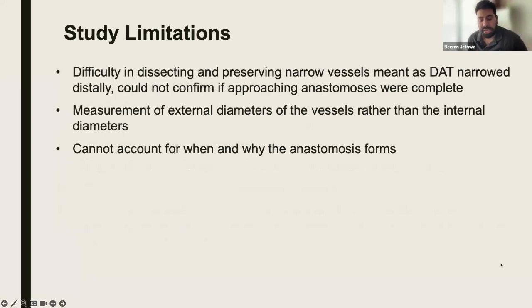There were some limitations to this study. There was difficulty dissecting the descending artery as it narrowed in the distal regions of the thigh, as I mentioned earlier. Here it became very weak and wispy, and further dissection could have removed the possibility of visualizing anastomosis. That's another reason why we chose to adhere to the approach protocol described by our previous study, which suggests to halt dissections if vessels are narrower than 0.5 millimeters and within 20 millimeters of one another.